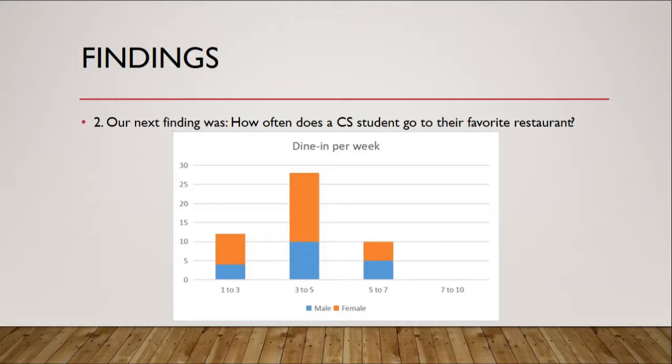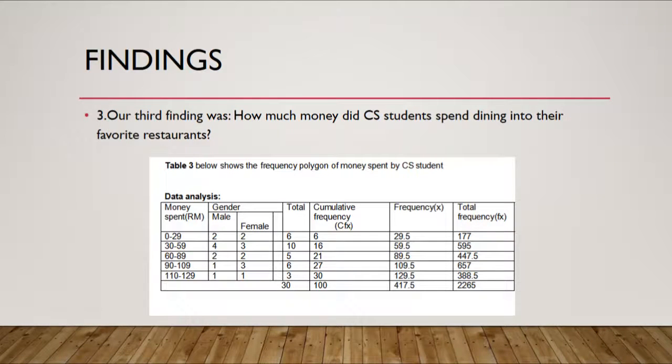Okay, now we move to our third finding, which is how much money CS students spend dining at their favorite restaurants. As we can see in table 3 below, it shows the frequency polygons of money spent by CS students. Now you can see how much the males, how much the females spend, and how much in total they spend, in the ranges 0 until 29, 30 until 59, 60 until 89, 90 until 109, and then 110 until 129.